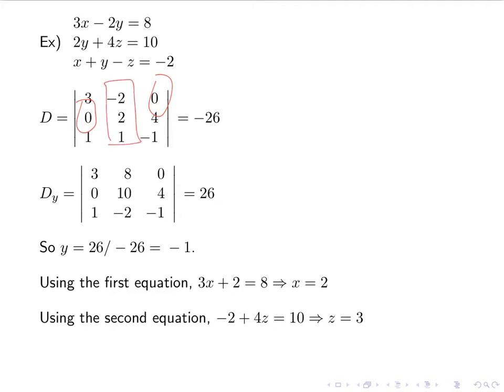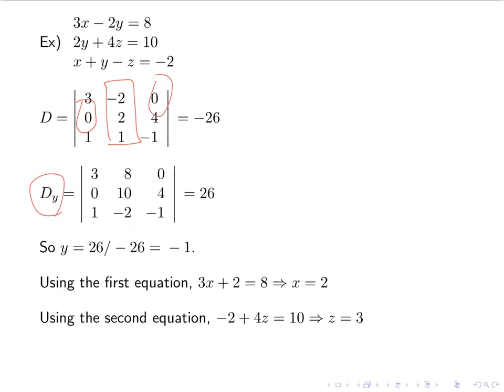So if that happens, two of my columns have zeros and one does not, that's the variable I want to solve for. So the y column has no zeros, so that's the one I'm going to find, because again, that means that I can easily find the other two variables once I found that one. Okay, so I have, again, y is -1, x is 2, z is 3.